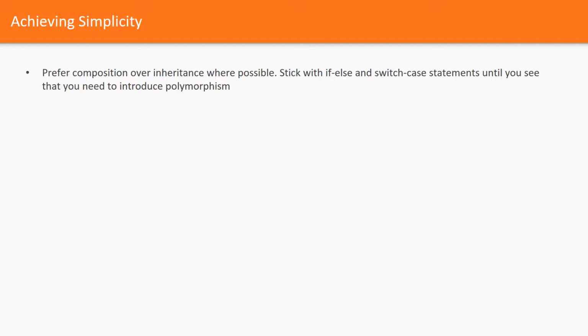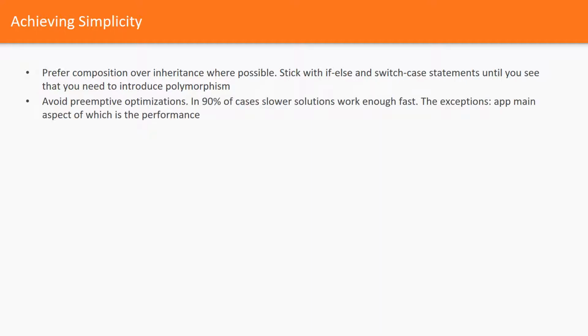Prefer composition over inheritance where possible. Stick with if-else and switch case statements until you see that you need to introduce polymorphism. Avoid preemptive optimizations. In 90% of cases, slower solutions work fast enough. The exception to this rule is when you know for sure that you are working on a very complex software, one of the main aspects of which is performance, when the performance is absolutely critical.